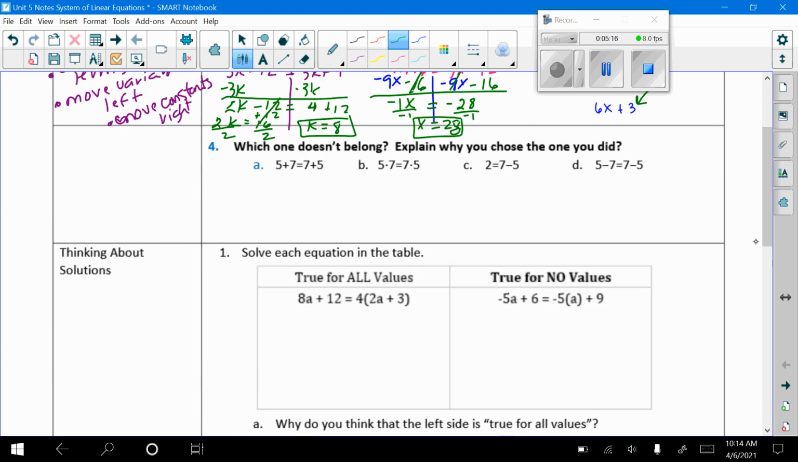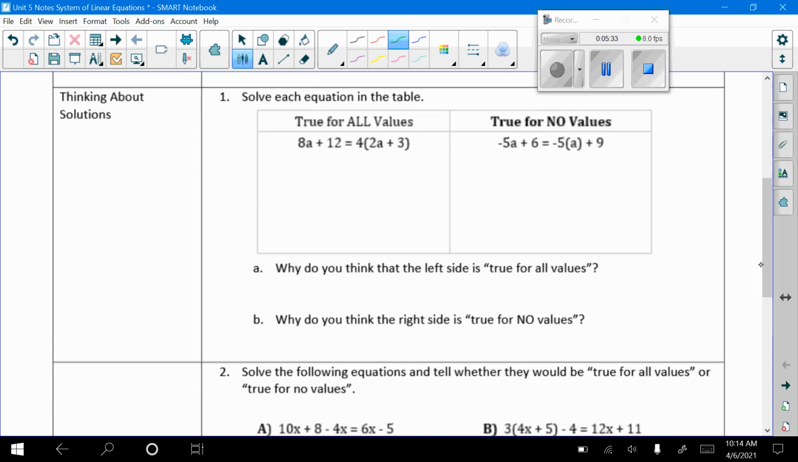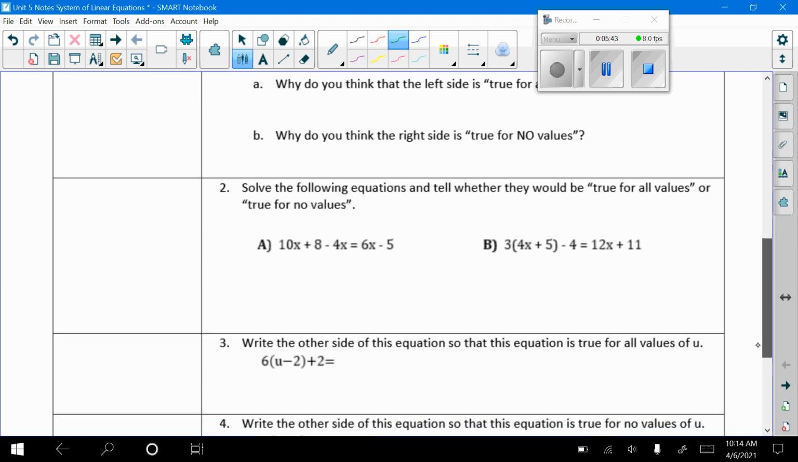Okay, number 4, which one does not belong? Explain why you chose the one you did and why. So go ahead and look at them and tell me which one does not belong. So this is on your own. Thinking about solutions, again, this one says it's true for all values. Go ahead and simplify it out, and we'll talk about this in class. It is a warm-up, so I need you to do them on your own.